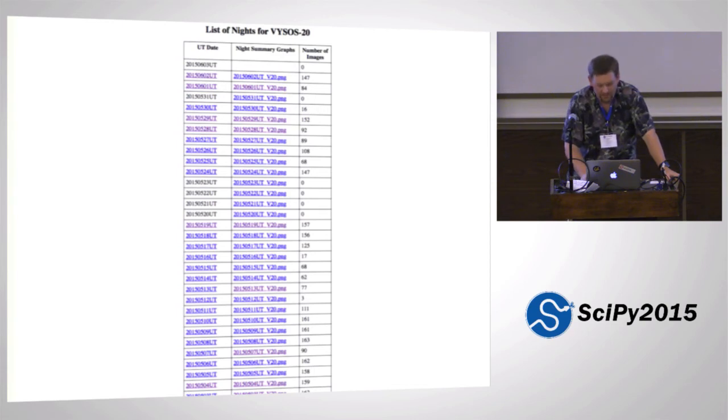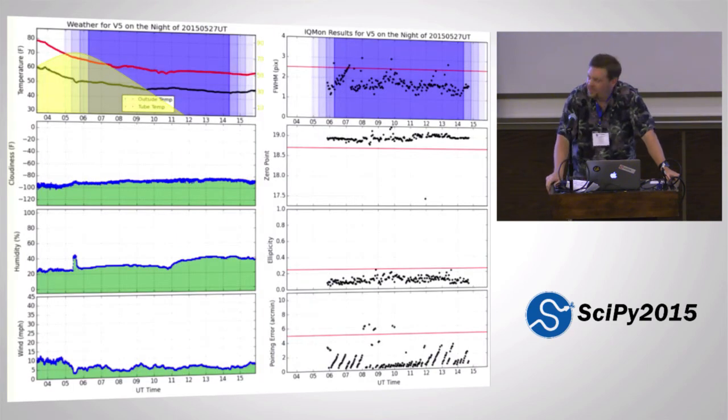Once you have everything in Mongo, it's very easy to make plots like this. This is from one of our telescopes. This is basically a report on one particular night. The left column is weather information: temperature, humidity, cloud cover, wind, that kind of thing. On the right, you've got image quality as a function of time over the night. I've got full width half max as a function of time plotted, zero point, ellipticity, and pointing error.